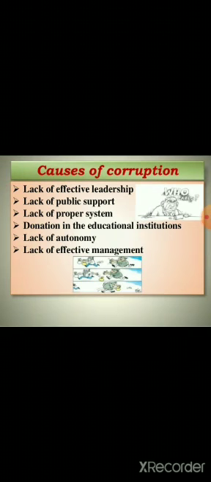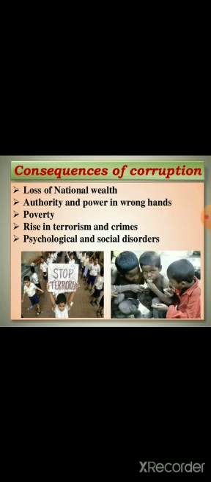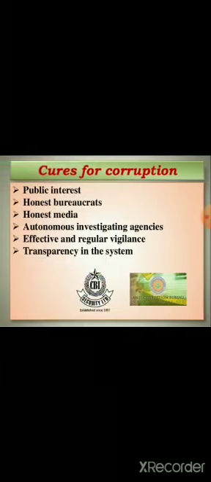Causes: lack of effective leadership, lack of public support, lack of a proper system, donations in educational institutions, lack of autonomy, lack of effective management. Consequences: loss of national wealth, authority and power in wrong hands, poverty, rise in terrorism and crimes, psychological and social disorders. Cures: public interest, honest media, autonomous investigating agencies, effective and regular vigilance, transparency in the system.